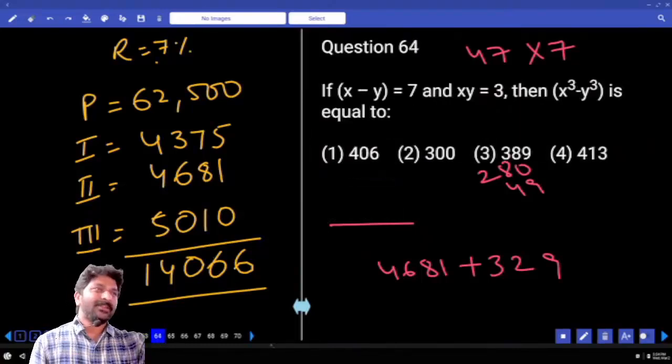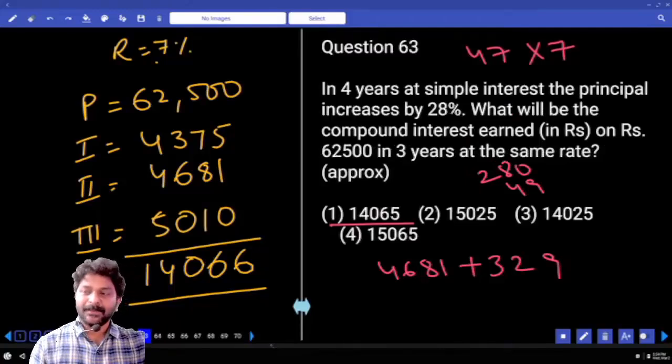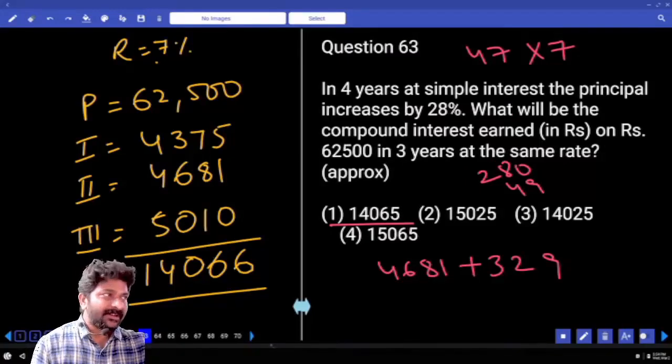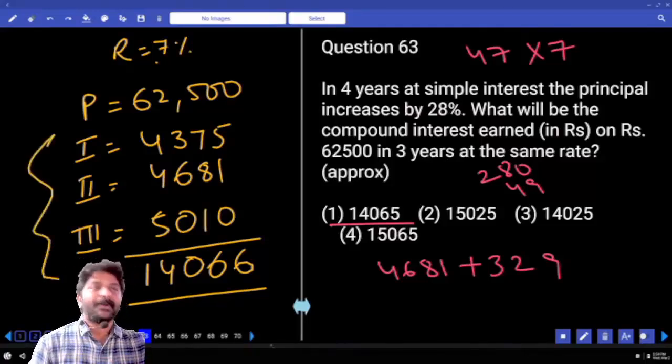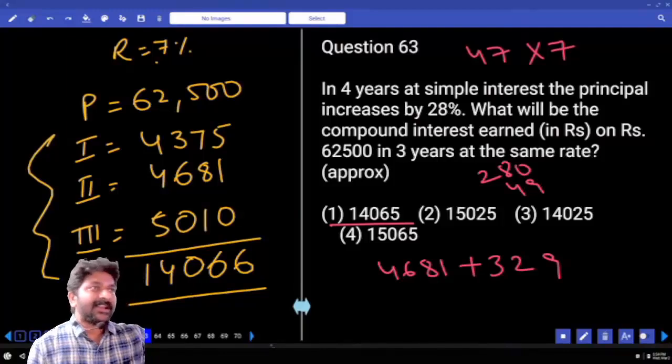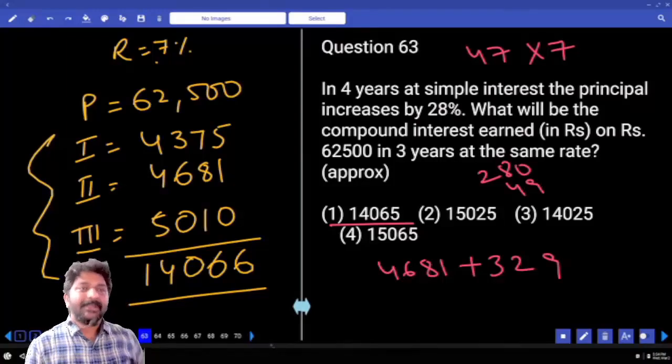Because of the number, 7% and principal also being awkward, 62,500, simplification is taking time. Otherwise, the addition method is the super method. Try using the formula, and you will understand the beauty of the addition method. For the same question, if you try to calculate compound interest using the formula, then you will understand the beauty.